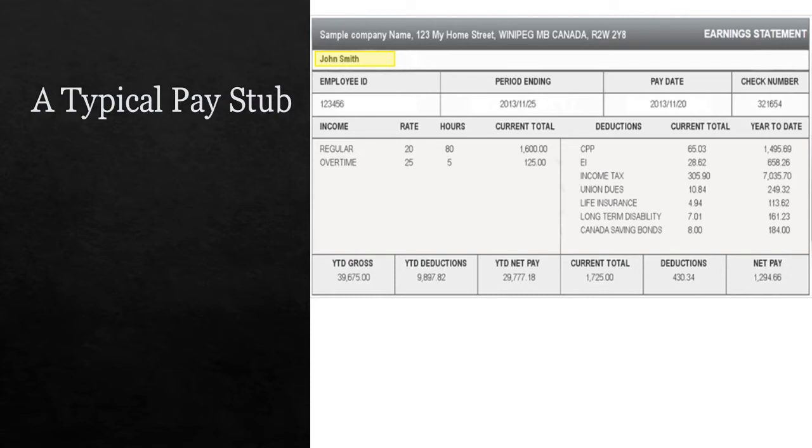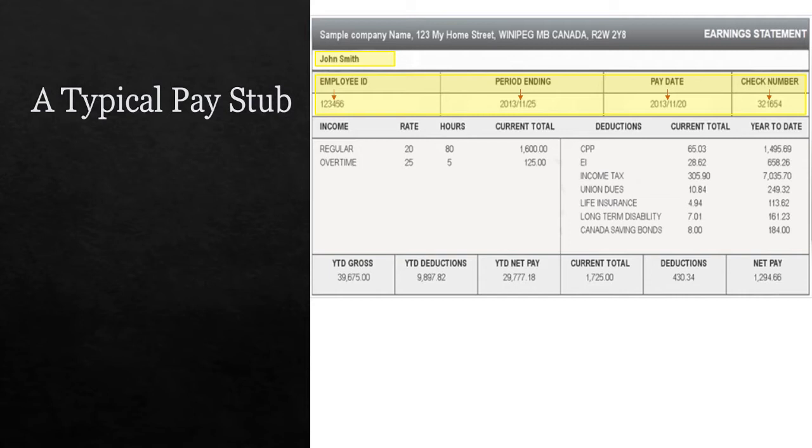You can see his name at the top. And underneath that, you can see some employee information. And basically the way this works is all of those bolded categories are describing what is underneath them. So his employee ID is 1, 2, 3, 4, 5, 6. The period ending is saying when is the pay period ending? What is the chunk of time he is getting paid for?